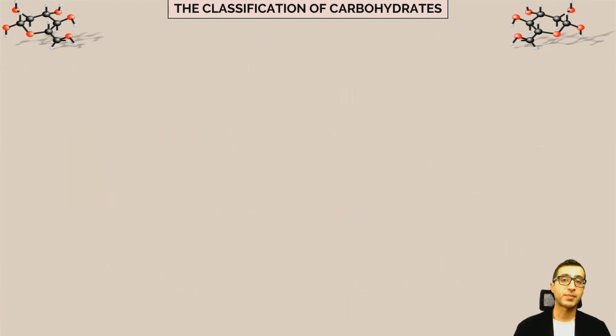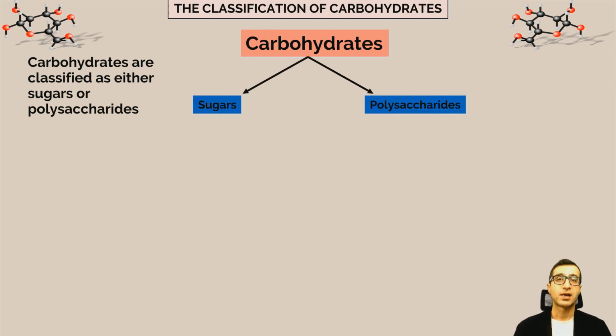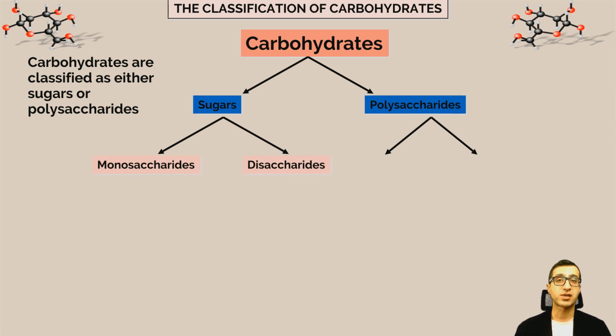So carbohydrates are typically classified as either sugars or polysaccharides, and sugars tend to be subcategorized as either being made up of individual sugar subunits, monosaccharides, or being disaccharides, that is, molecules composed of two monomer subunits, two sugar units. So carbohydrates can generally be classified like this, and then these can be subcategorized as follows. Sugars can either be monosaccharides or disaccharides, and polysaccharides are typically classified according to their function. They can either be storage molecules or structural molecules.